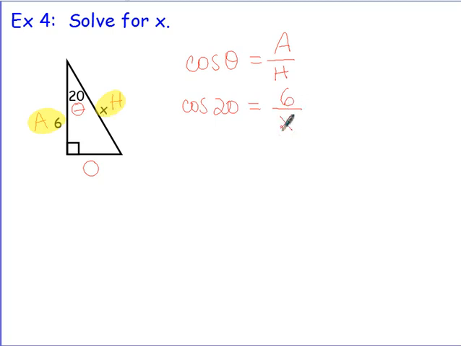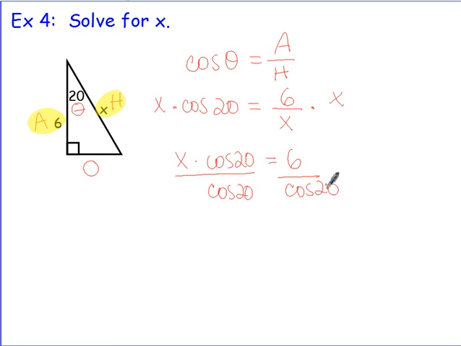So this is one of the more challenging ones. So of course you needed to multiply both sides by x. So x times the cosine of 20 equals 6. And then you had to divide by the cosine of 20. And you get x equals, when you put that in the calculator, you should have ended up with 6.4.